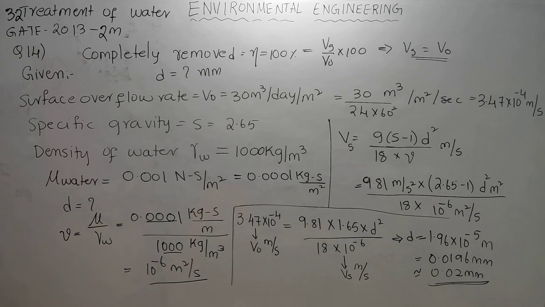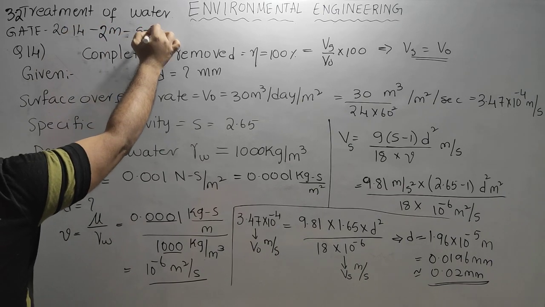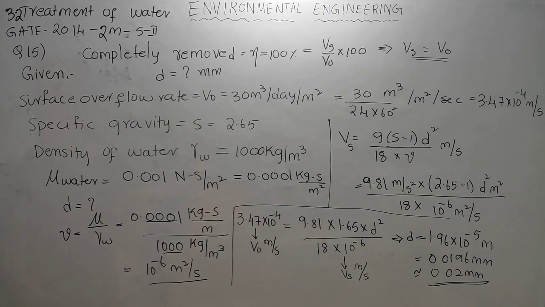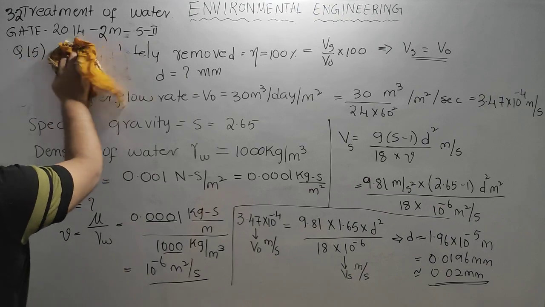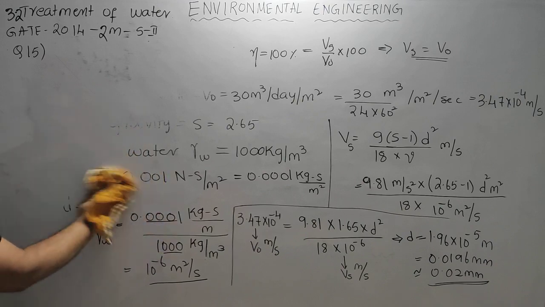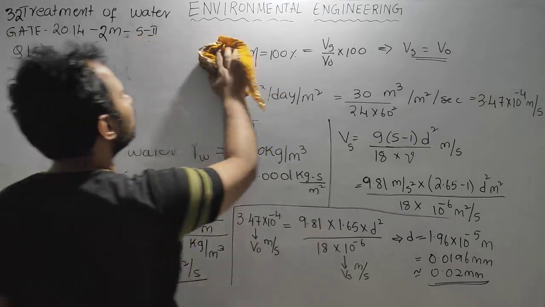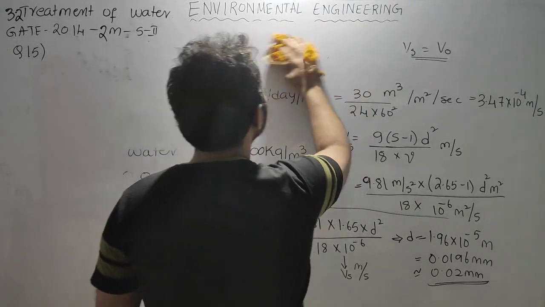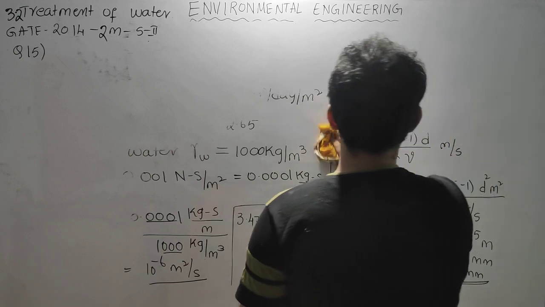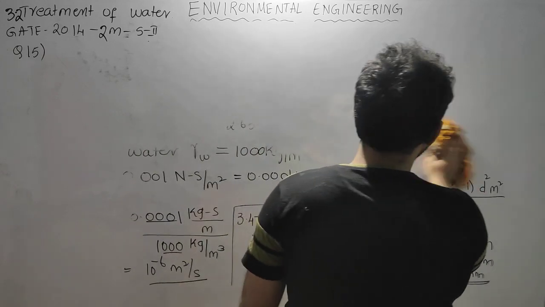2014, 2 marks, set 2, question number 15. So almost every year we are getting a 2 marks question from this concept, and that too a very easy concept from the same formula. Again and again they are asking. So that is why environmental engineering and geotechnical engineering, these two subjects are very scoring for GATE, because the questions which they ask will be very simple and repeated.